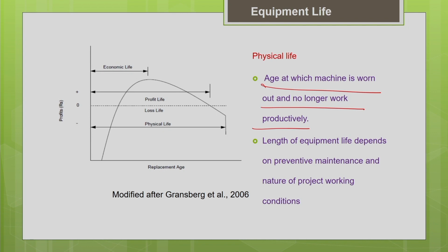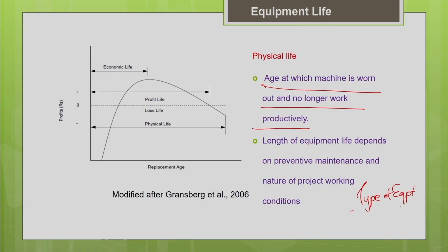In that case you can say it has reached the end of its life, and this physical life will vary for different machines. As we discussed earlier, it obviously depends upon the type of equipment. There are certain sophisticated equipments which are not subjected to much wear and tear, say a simple electric motor. Those equipments will have a longer physical life. Similarly, equipments which are subjected to less mobility may last for a longer time. So, it depends upon the type of the equipment, and also upon the nature of the project working condition.